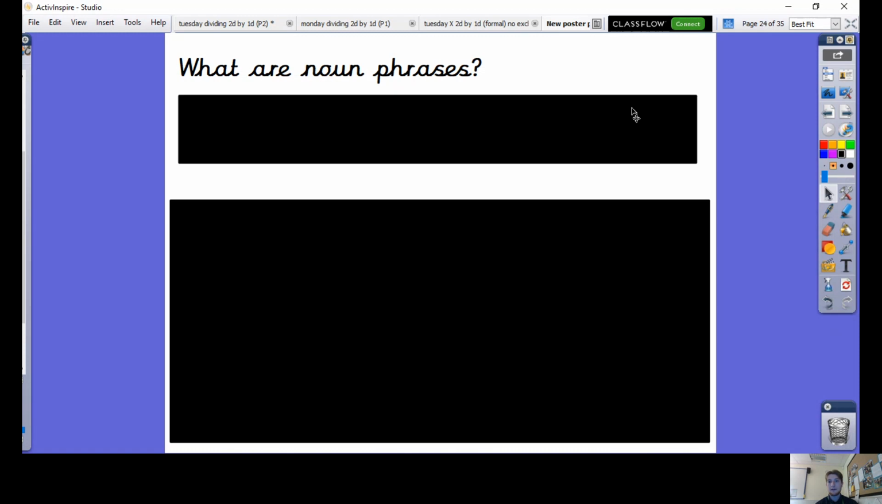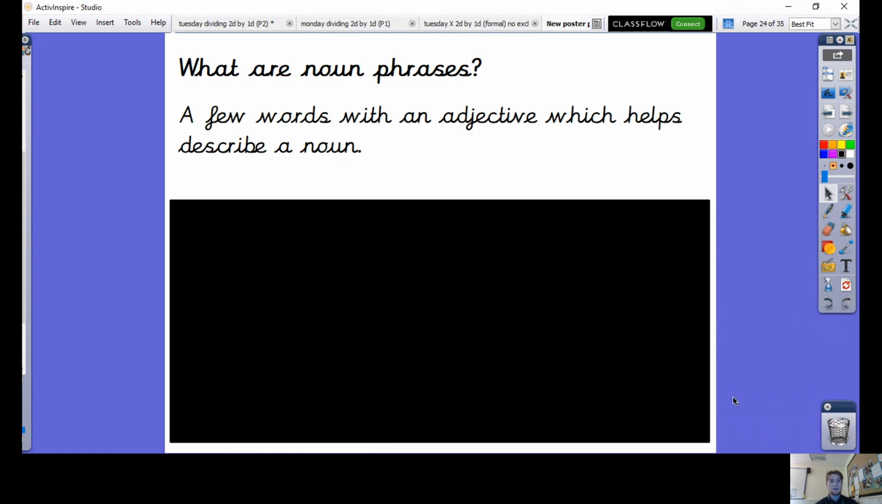Okay, right, let's go through this then. Noun phrases are a few words with an adjective which help describe a noun. So we have our adjective first and then our noun, and this adjective will really help describe it.